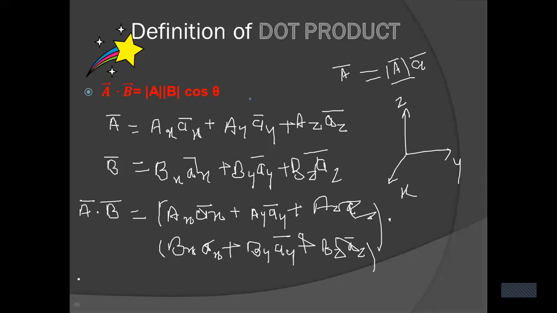Now how to find the dot product here? Here A bar dot B bar. Now just tell me what will be the multiplication here?